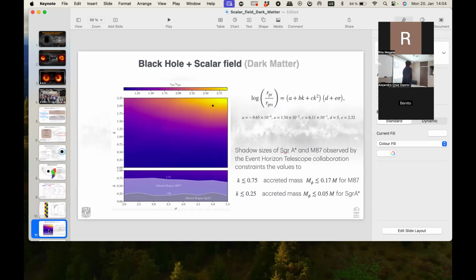Well, it's basically, from your model, the image, the shadow, the photon ring is connected to physical quantities: the spin of the black hole, the mass of the black hole, the gravitational radius. So everything is connected. So it's already connected, let's say, considered.